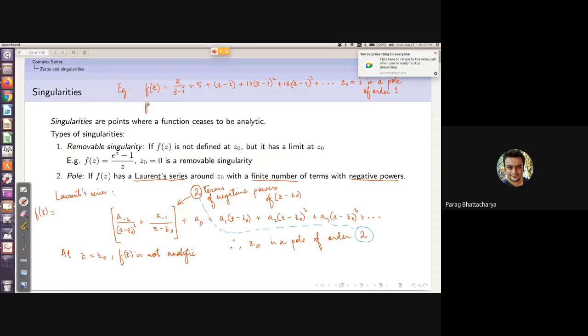Once more. What about this one? Minus 7 z by z plus i, to the power 4, plus 2 z squared. Sorry, not complicated. So minus 7 plus 2 z by z plus i, plus 16 plus 3 z minus i plus 9 z minus i cube, and so on. In this case, the positive powers we are not interested in. Look at the negative powers and tell me what will be the order. 4.